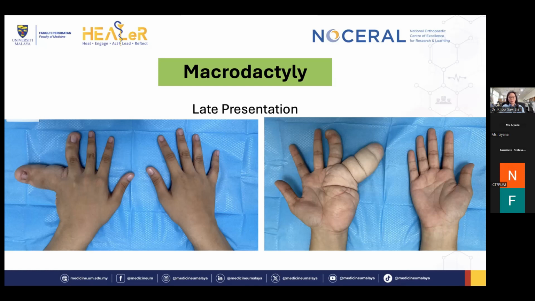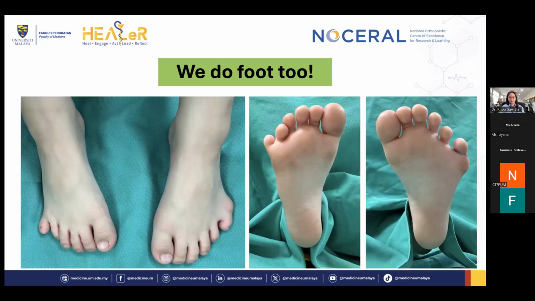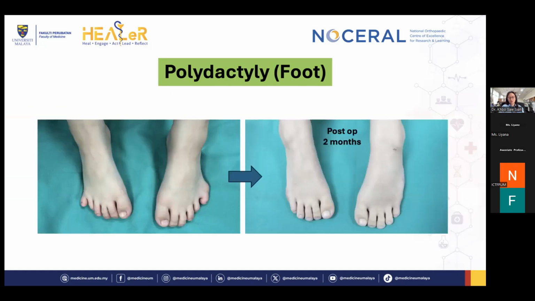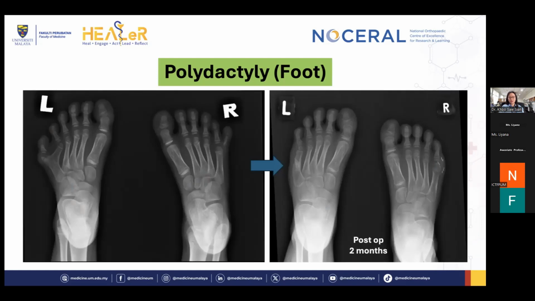In our unit we also do foot surgery. The ideal timing is 10 months old. Why? Because before the child starts to walk, it is very difficult to immobilize the child once the child starts to learn and wants to walk. So it's better just before that. Usually the outcome is very good and it's quite straightforward surgery.